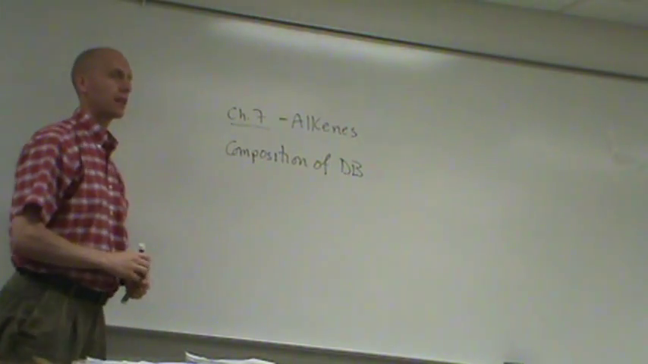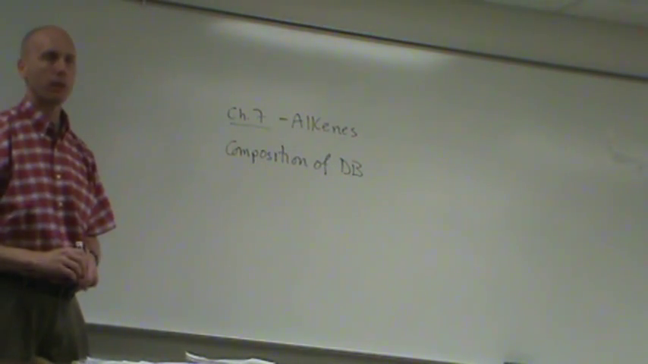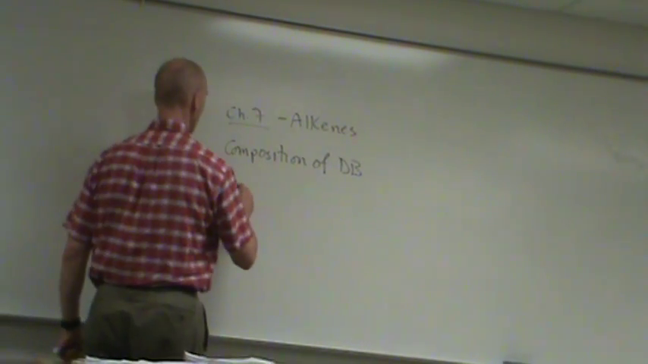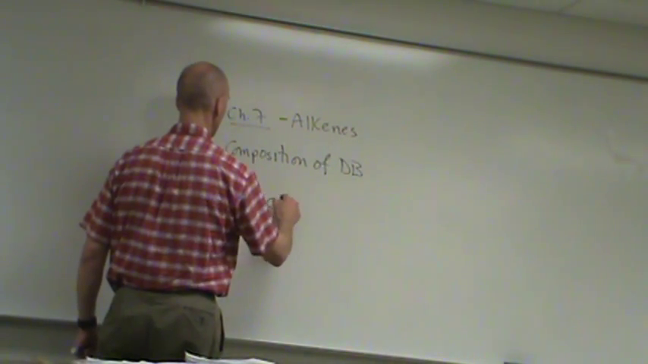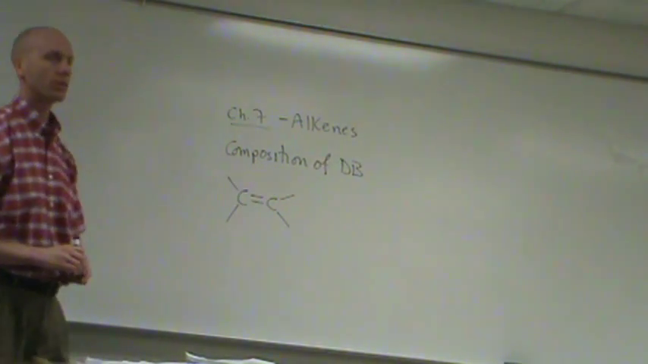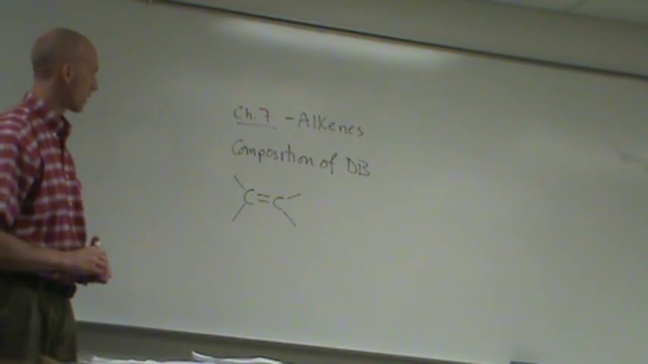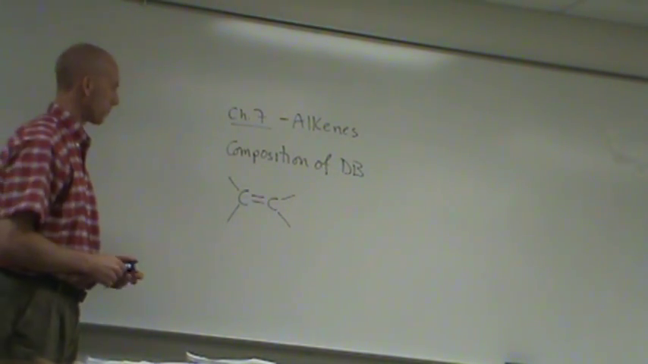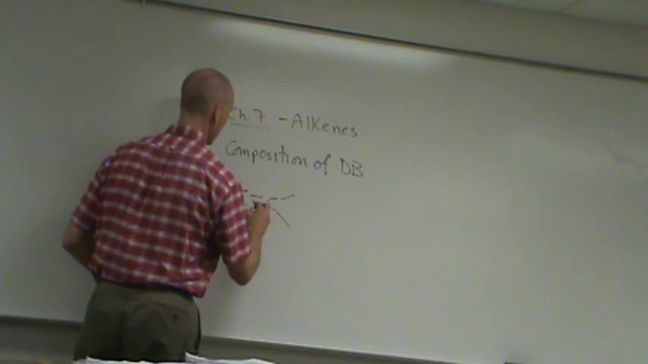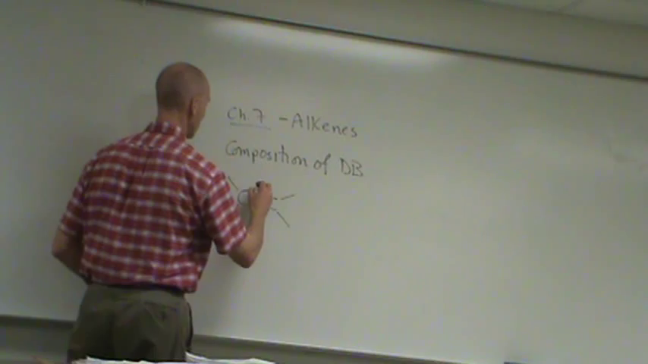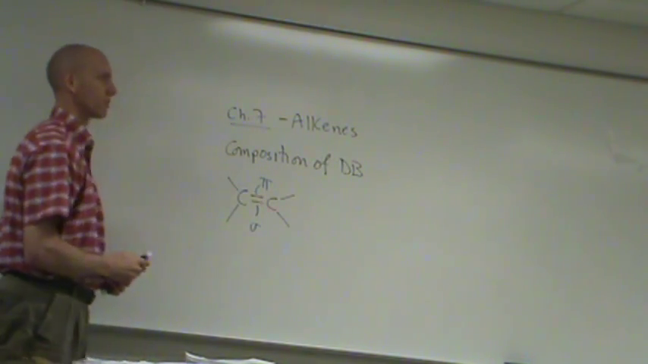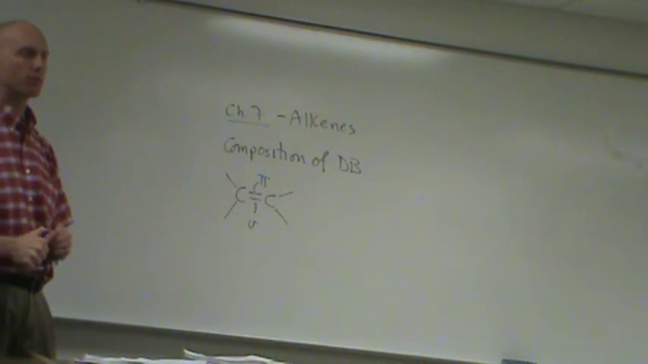let's look at the composition of the double bond. So if I drew a double bond like this here, remember what the double bond is made up of? It's one part sigma bond and another part what? Pi bond.